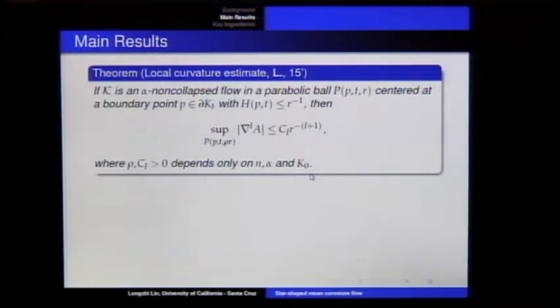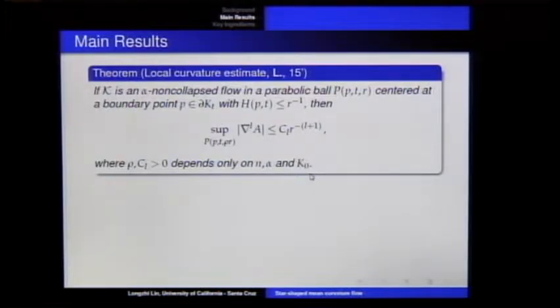So using this kind of non-collapsing condition, we can prove the following so-called local curvature estimates, which is analog to the mean convex case. So we prove that if you have at every point of the mean curvature flow, as long as it's actually defined in a parabolic ball, then as long as you have the control on the mean curvature, then you have the control on all covariant derivatives of the second fundamental form. So a mean curvature at a point will control the whole space-time neighborhood of the flow.